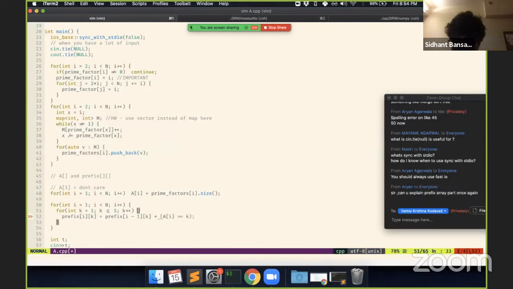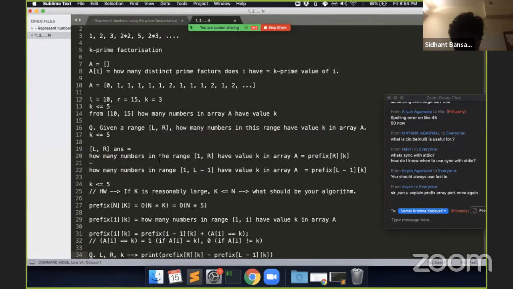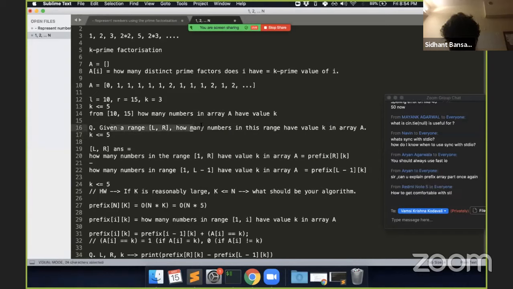Okay, so someone asked why is the prefix used. Sure. Notice that we had this question: given a range L to R, how many numbers in this range have value k in array A? This was our question. Is this clear? This was the question that we were trying to solve.